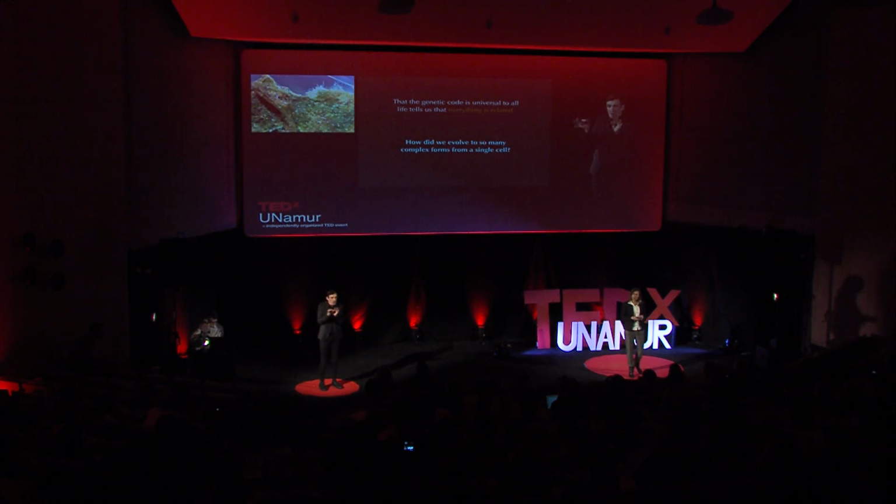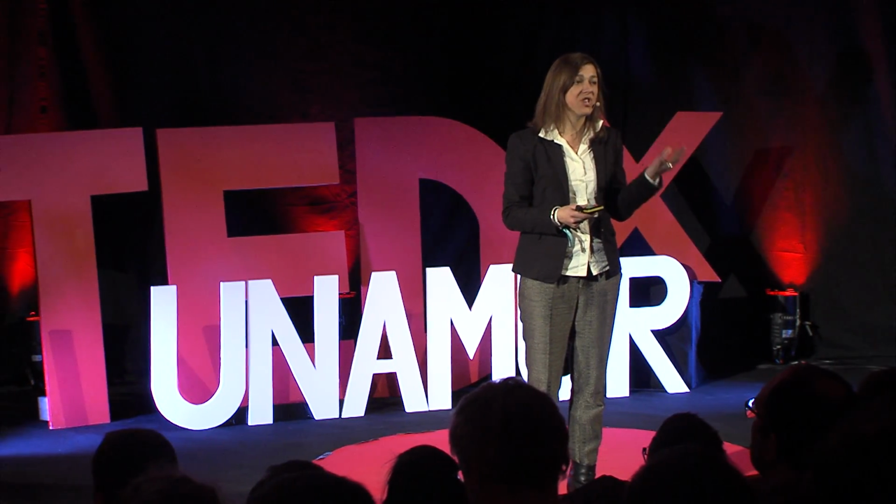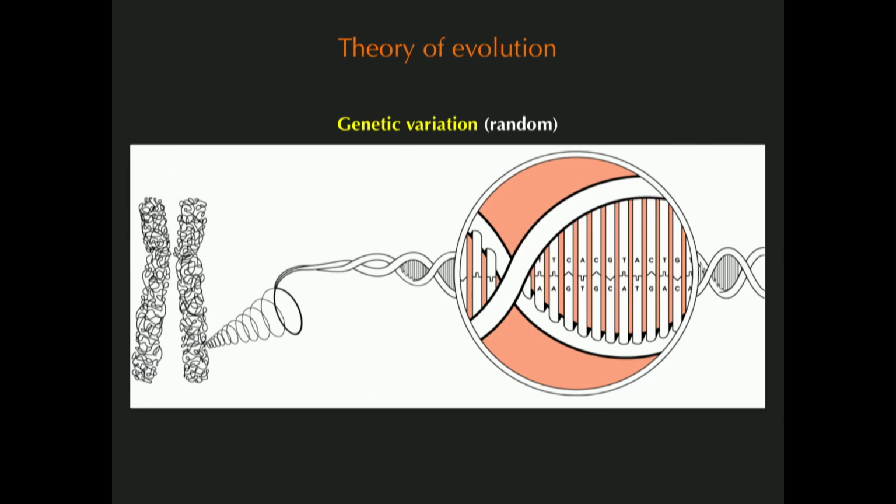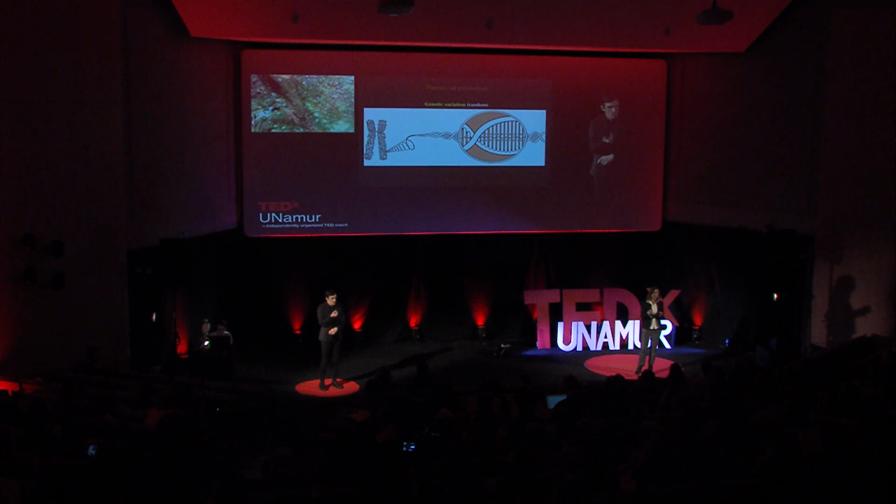But then you may wonder, how did we evolve to so many complex forms from such a single cell a long time ago? And that's when I want you to remember the card game we have been playing. What's essential for evolution is genetic variation, is changes in these letters. So these letters change randomly. And most of these changes are neutral. They have no effect on the fitness of the individual. But if a change is advantageous, it can be selected. Remember, we select if a positive mutation appears.